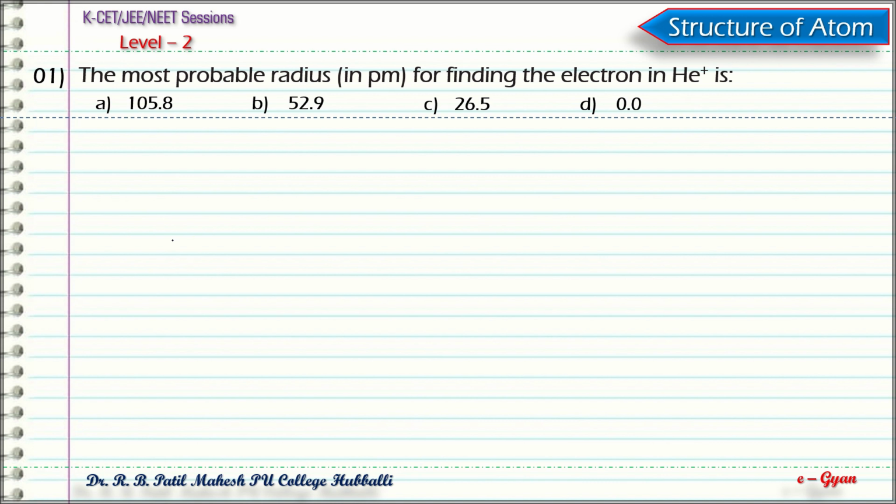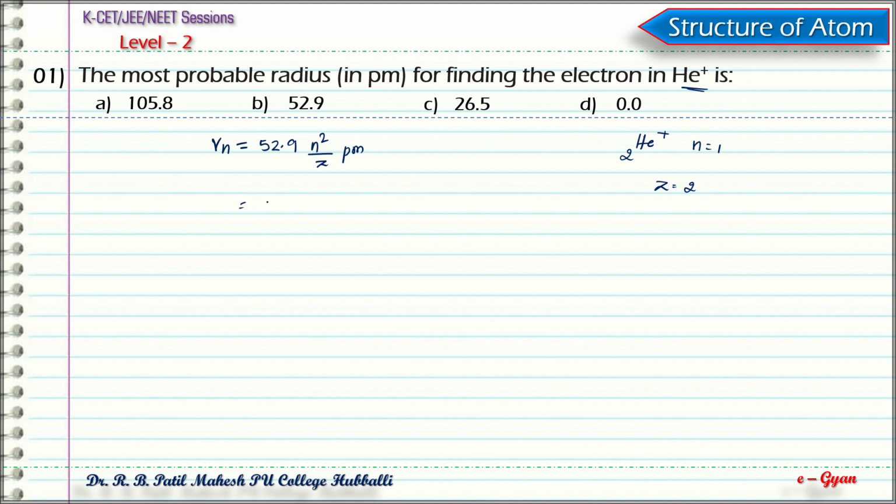Dear students, to calculate the radius of nth orbit in Bohr's atomic model, we have the formula Rn is equal to 52.9 n square divided by Z picometers. Here, helium atom is given, which is having atomic number 2, that is Z equal to 2. And they are talking about helium plus ion, that means n is equal to 1.